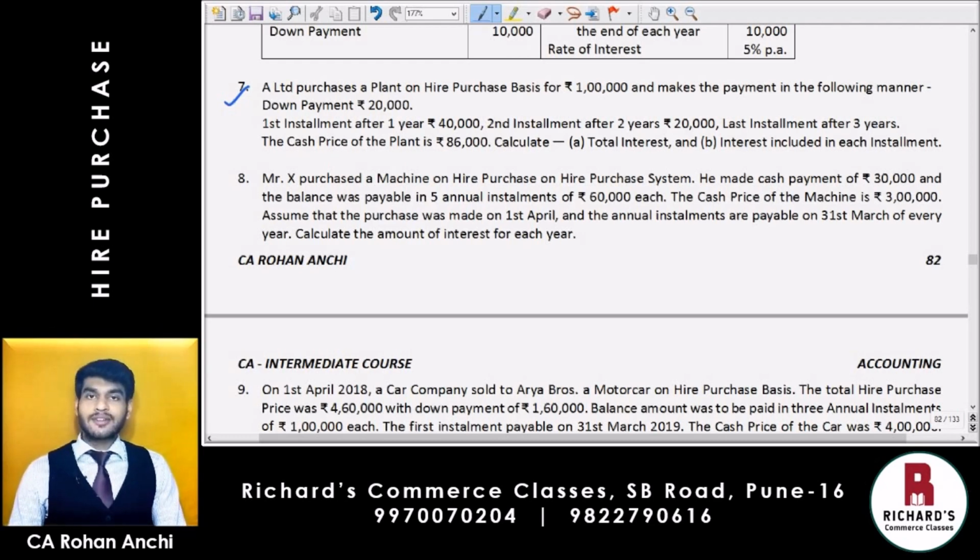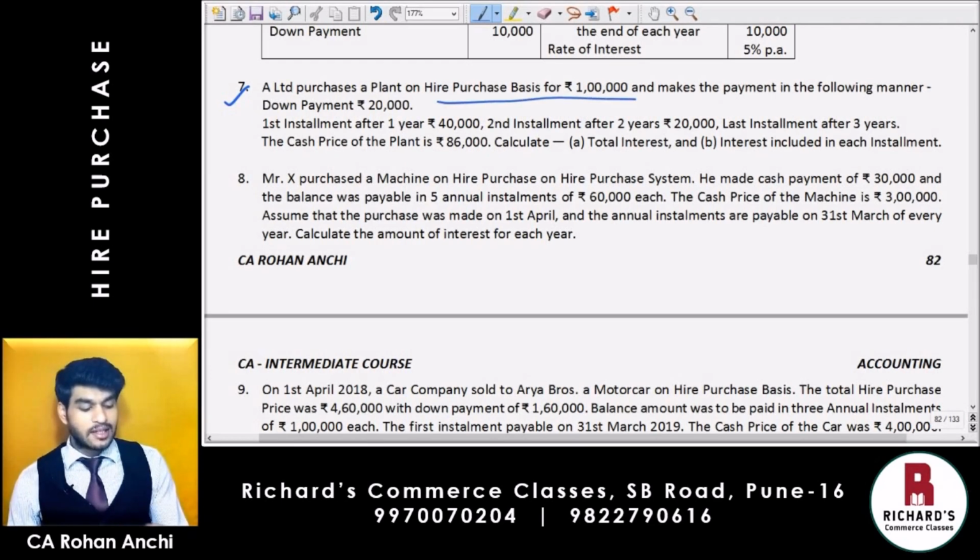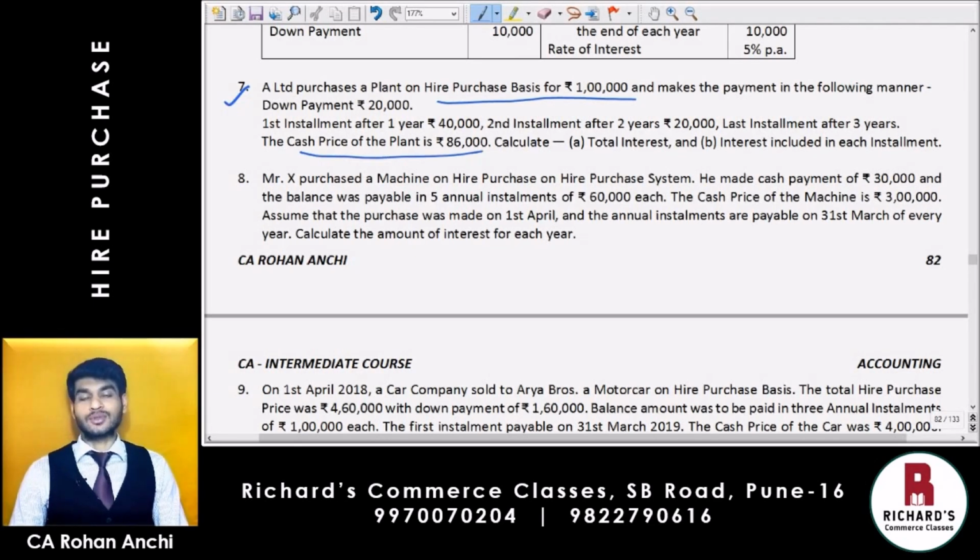So if you read question number 7 carefully, you will realize that interest rate is not given here. Interest rate is missing. So what we will have to do is apply this new concept that we have studied, that total interest should be divided in the ratio of amount outstanding in each year. Can we get total interest from the given information? Yes. Total interest is equal to HP price minus cash price. HP price was given in the first line, that is rupees 1 lakh. Cash price is there in the last line, 86,000. If you deduct, you will get the total interest on the HP agreement.